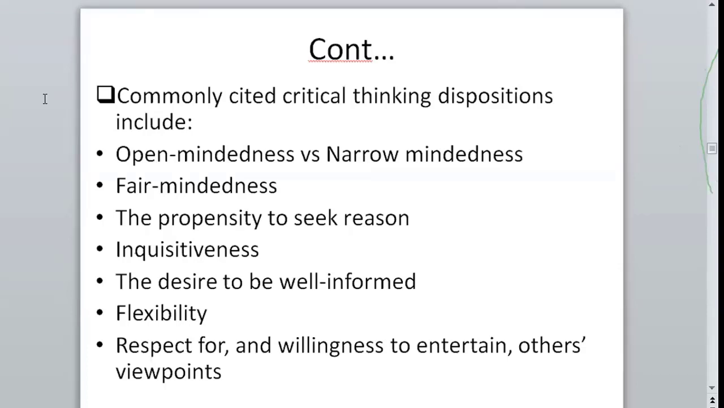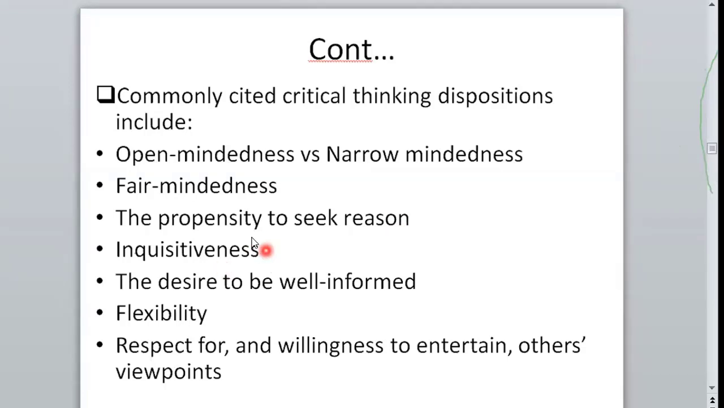The propensity to reason, we have seen this one, relies on reason, the propensity to seek reason. We should not accept things without reason, and we should not reject ideas without reason. Giving and receiving, demand reasoning out, use reason, believe in reason, no matter what the fact is, believe in reason. Inquisitiveness, we have seen this one.